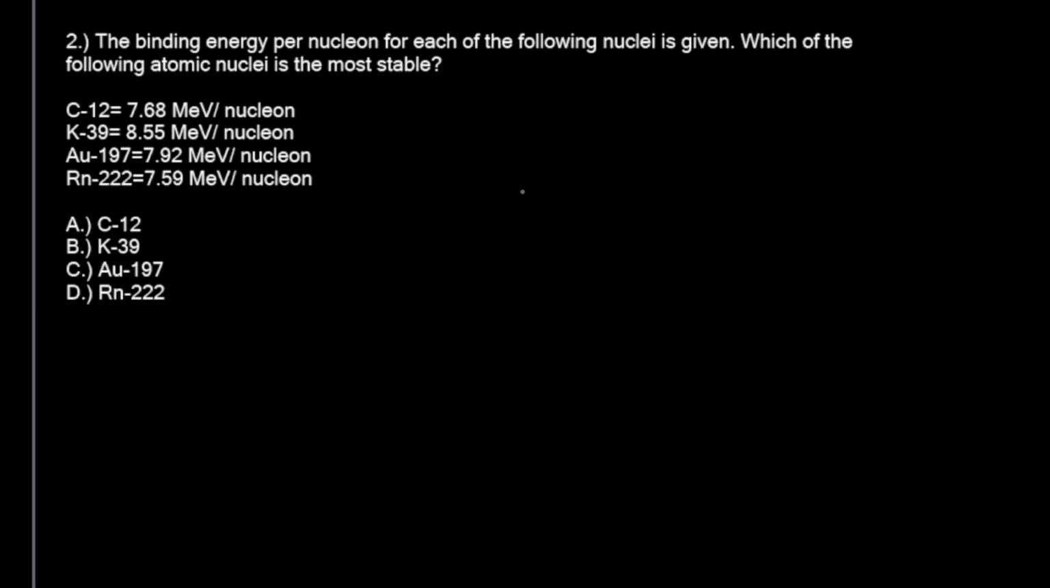Number 2, it asks the binding energy per nucleon for each of the following nuclei is given. Which of the following atomic nuclei is the most stable? The binding energies are given in MeV. This stands for mega electron volts. Mega electron volts are just another unit of energy. Just like how joules is a unit of energy, mega electron volts is also another unit of energy.